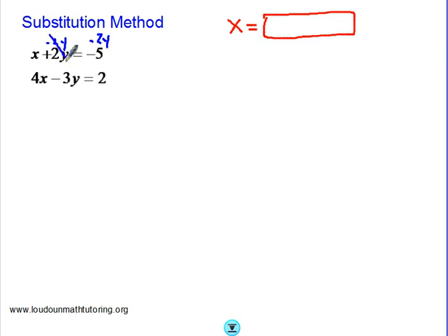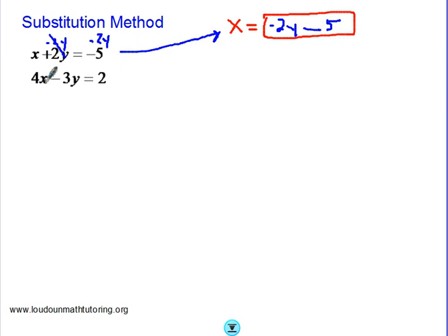Okay, these would cancel. You'd get x is equal to negative 5 minus 2y, or also known as negative 2y minus 5. Okay, so all we did was take that equation and put it into that form. X is equal to some expression. Okay, now remember what substitution means. It means if you see an x in the other equation, substitute it with this expression.